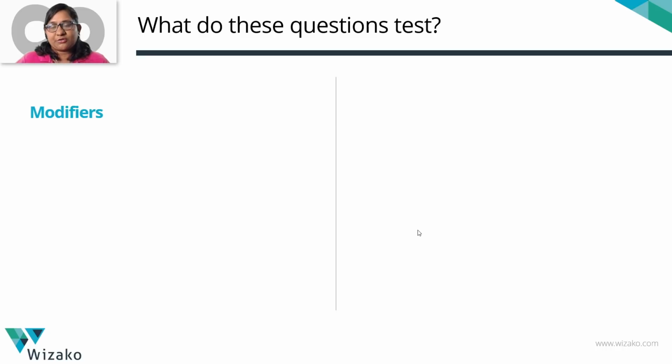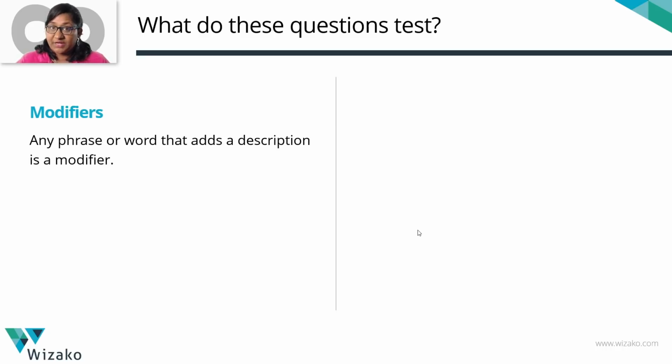Number 1, you need to know about modifiers. What's a modifier? Any noun or a phrase that adds a description for a particular word in the sentence would be a modifier in the sentence. Okay? What is the rule that I need to know? There are a few rules that govern the usage of modifiers. Let's look at the fundamental rule that you need to know for this particular set of questions. You need to know the placement rule.